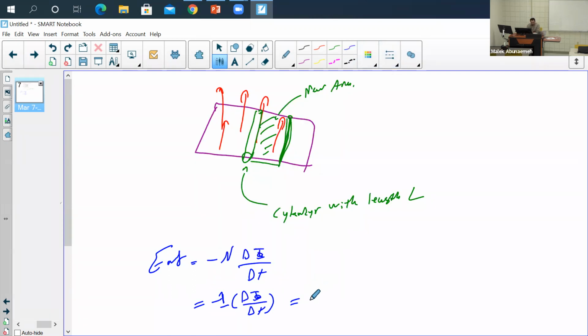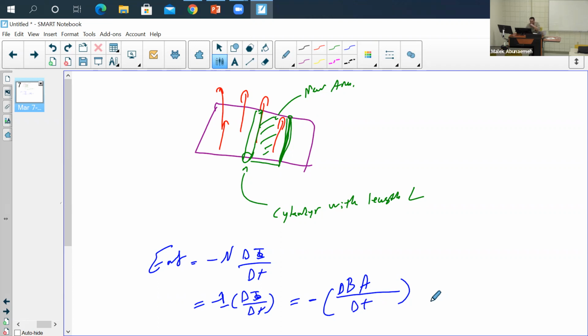It's going to equal your magnetic field multiplied by your area, your change of magnetic field multiplied by the area, divided by your change of time.